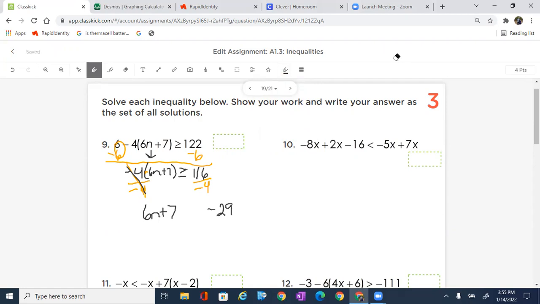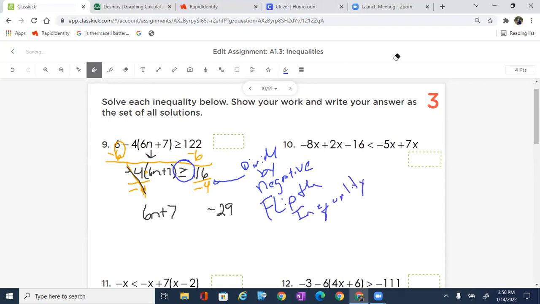But one thing we have to pay attention to that's going to be super important, I'm going to write it in blue just to make a big point of this, is we are dividing by a negative. And what does that mean we have to do? If we're dividing by a negative, we need to flip the inequality. That's going to be super important. So I'm going to flip it to the other side there. Pay close attention to that.